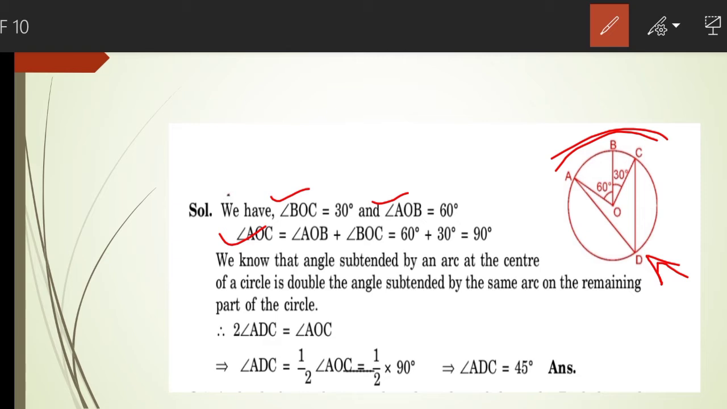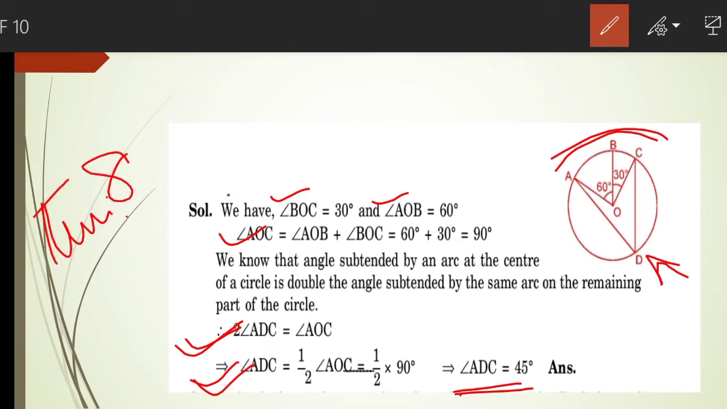So we know that the angle at the center should be 2 times the angle at ADC. Therefore we can write 2 angle ADC is equal to AOC. AOC we already have. We need to find ADC. So ADC is half of AOC, which is half of 90. AOC is 90, so half of 90 implies ADC is equal to 45. So our answer of 45 for the angle ADC is achieved. Here we are using theorem number 8, which is a very important theorem.